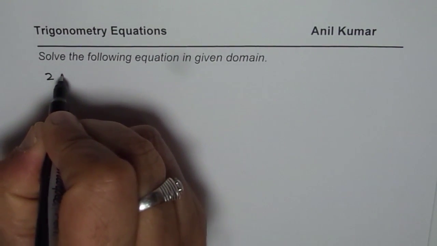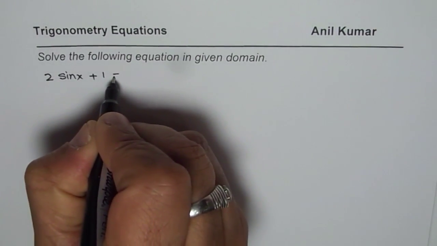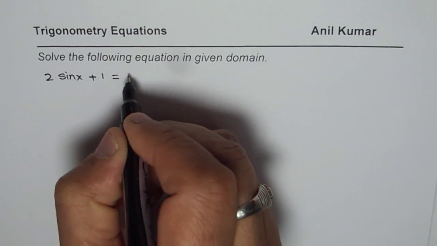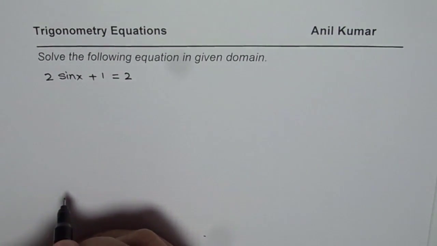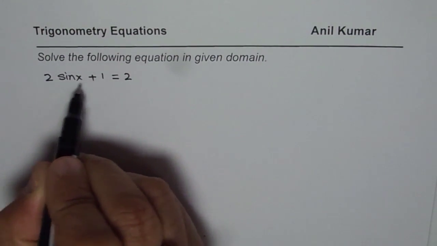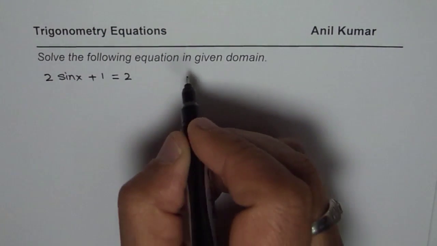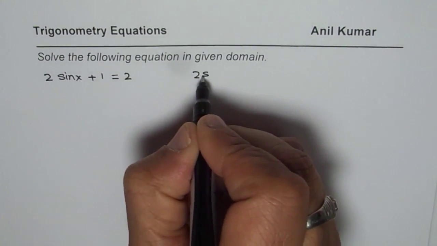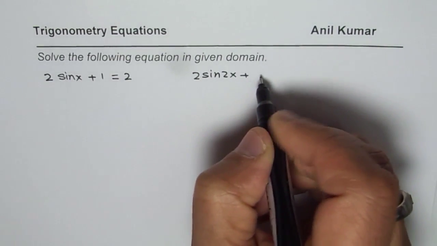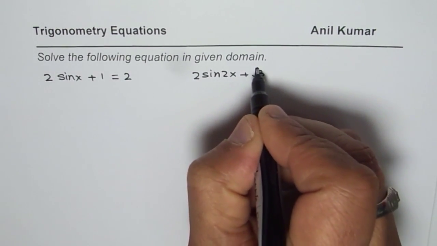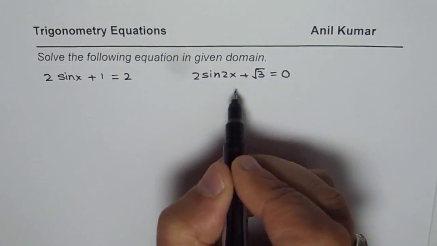Let us say we have 2 sine x plus 1 equals 2. Now how do you solve this equation? Now if I change this equation a bit, and instead of 2 sine x, I change it to 2 sine 2x plus square root 3 equals 0, then how am I going to solve this equation?